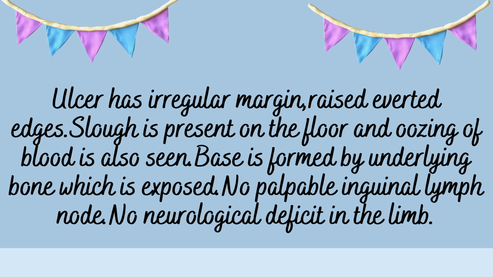So bone is there which is exposed. No palpable inguinal lymph node, and you cannot see any inguinal lymph node. No neurological deficit in the limb, meaning the tone, movement and power of that limb are completely normal. There is no neurological deficit of that limb. Only you are seeing an ulcer with irregular margin, raised everted edges, slough on the floor, oozing of blood and exposed bone. We can see that.